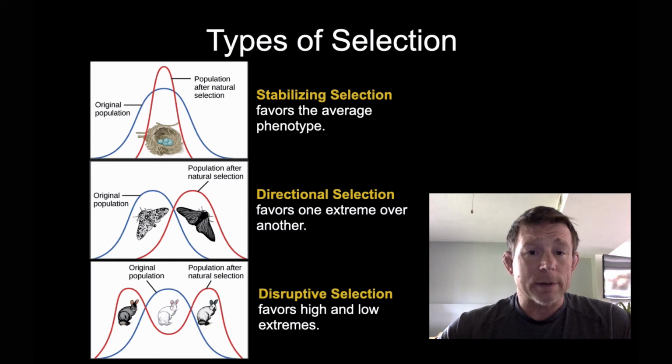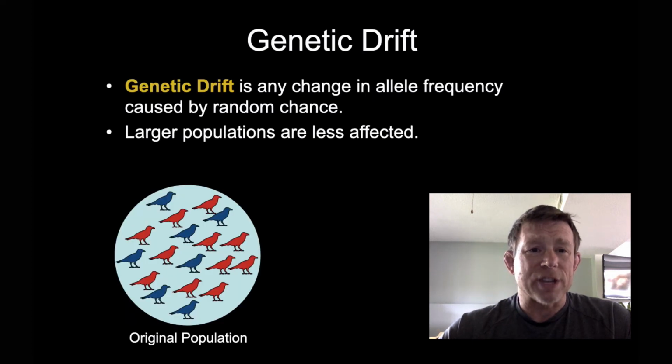Okay, now we're going to talk about a type of microevolution called genetic drift. So genetic drift is any change in allele frequencies that are caused by random chance. Larger populations are going to be less affected because it's less likely that random chance will change those allele frequencies.